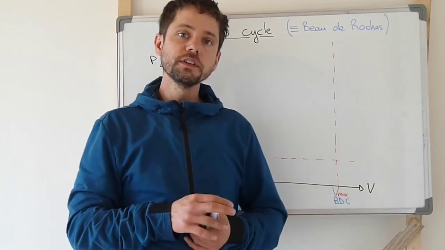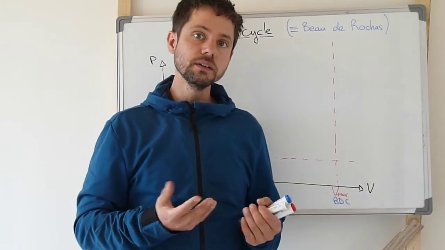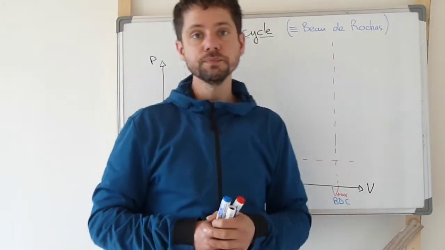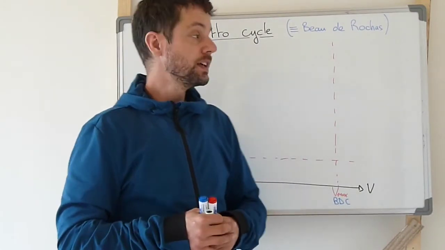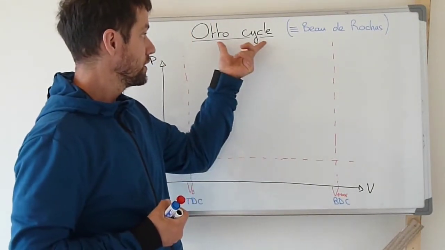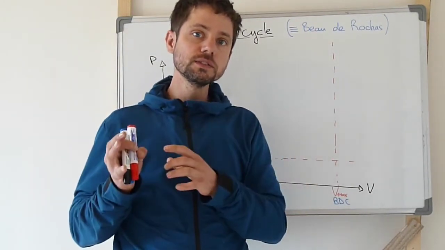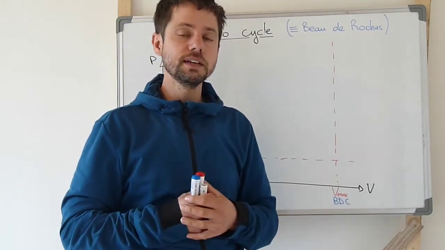The first theoretical cycle presented is called the Otto cycle, and in French it's called cycle de Baudot-Rochat, but it corresponds exactly to the same cycle. This kind of theoretical cycle is only used in order to describe what's taking place in spark ignition engines.